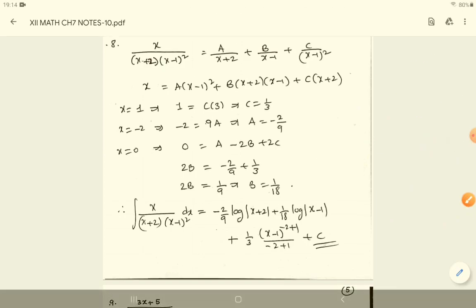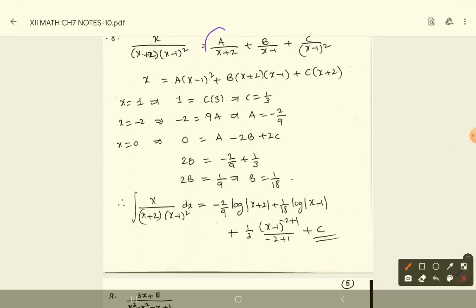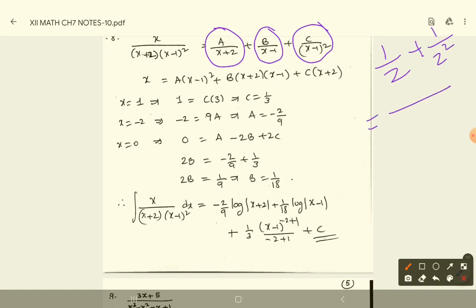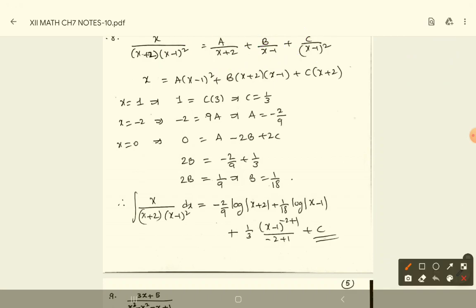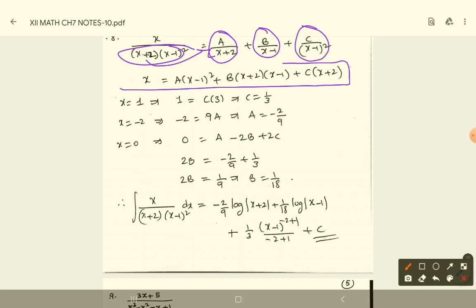It states that we have to take this one as a by x plus 2 plus b by x minus 1 plus c by x minus 1 whole square. As I said in the earlier video, when it is like 1 by 2 plus 1 by 2 square, what is the LCM? 2 square only. Like that, x minus 1 and x minus 1 whole square, LCM is x minus 1 whole square only. That is the reason we have taken it like that. Then the denominator will be sent to the right side and multiplied to each and every fraction. Then we get x is equal to a into x minus 1 whole square plus b into x plus 2 into x minus 1 plus c into x plus 2.